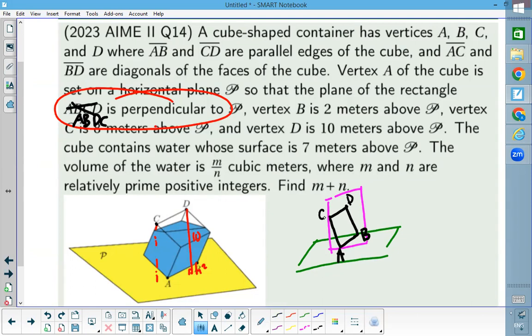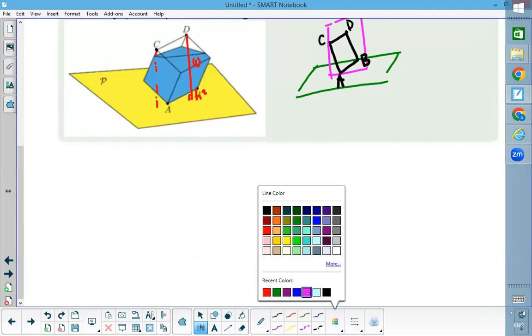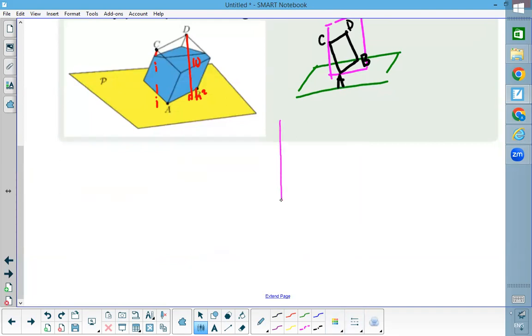Because this is a cross section, the point B should not be on the plane P. If this line is on the plane P, we draw that cross section. What do we notice here? There's something very interesting. Let's just draw that purple plane. There's something very interesting right here.